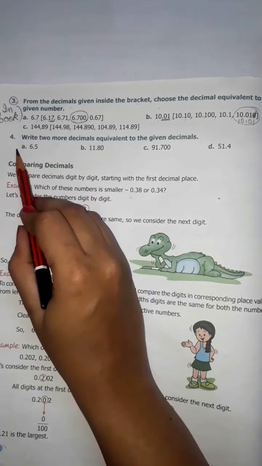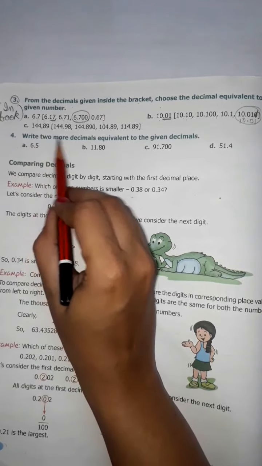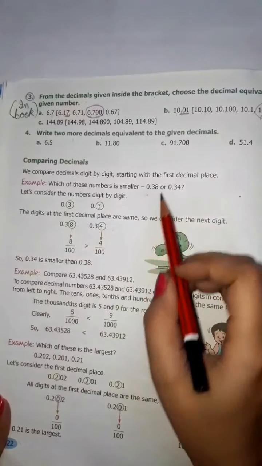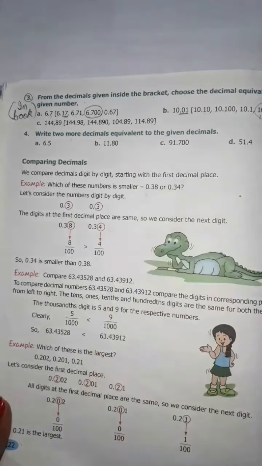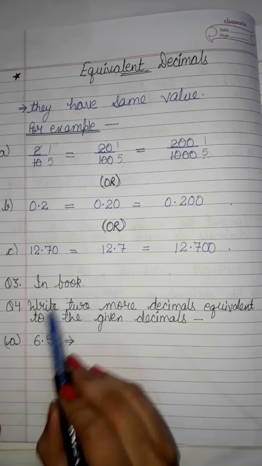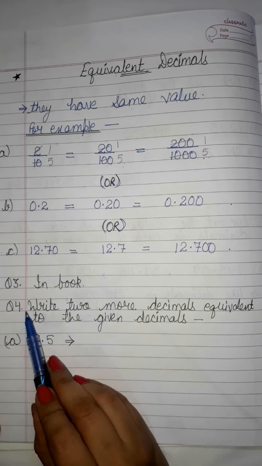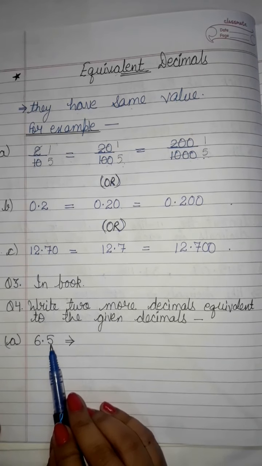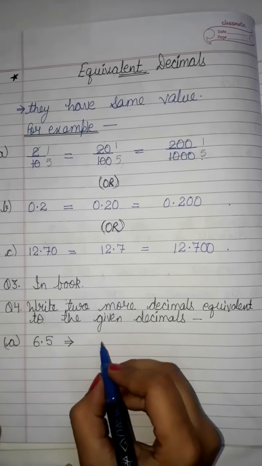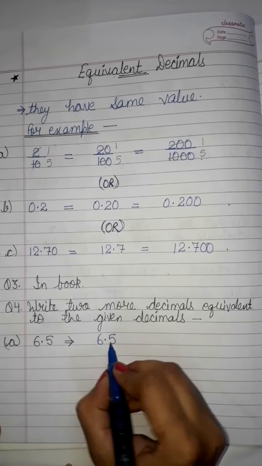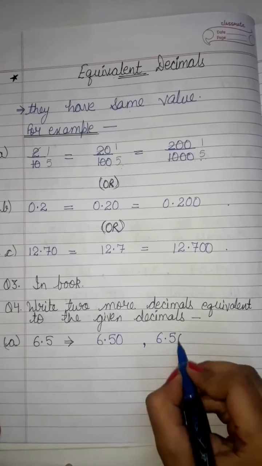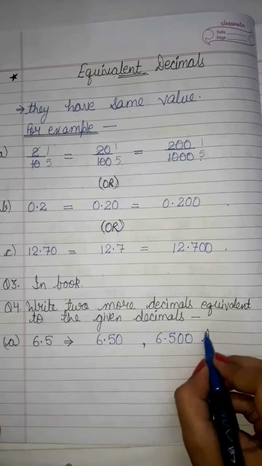Now see question number 4. Write 2 more decimals equivalent to the given decimals. For this question, see the register. So children, question 3 in the book, and see the A part of question number 4. This is 6.5 and I have to make 2 more equivalent decimals. So how can we make them? 6.50 and another, 6.500. Yes.